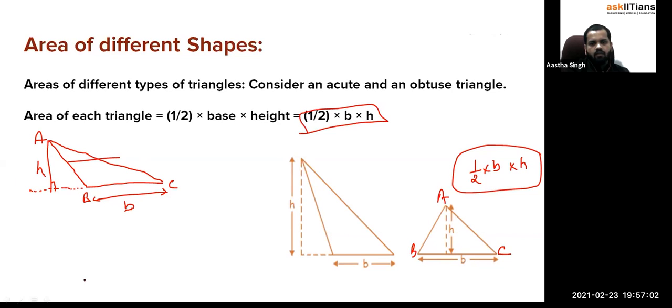Right? Never forget, in case of an obtuse triangle, students are generally confused about the perpendicular height, and they might calculate a different height. So always calculate the perpendicular height, right? I think you all have got the point. For finding the area of a triangle, you need a base and the height from the opposite vertex to that base.